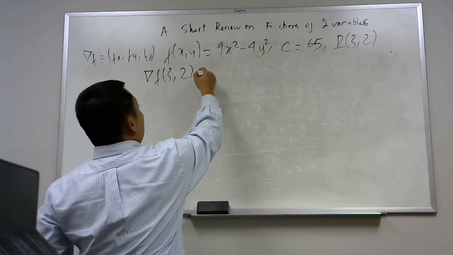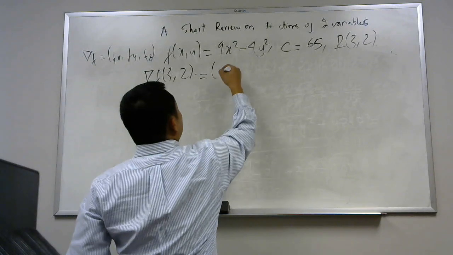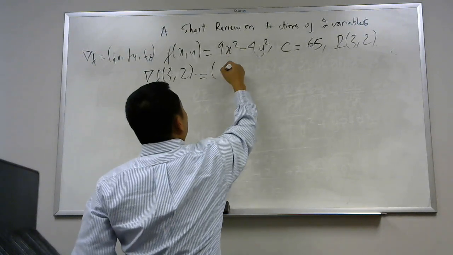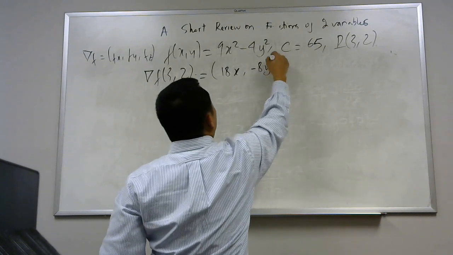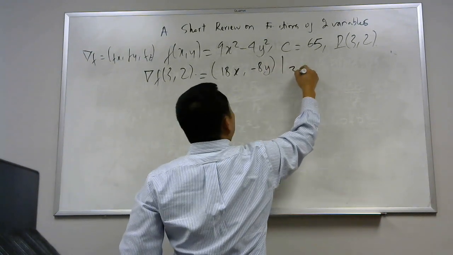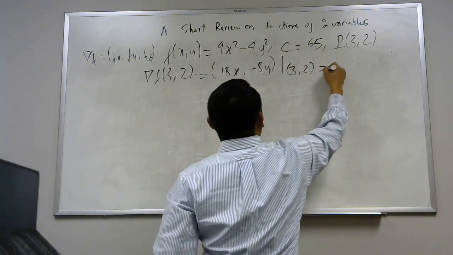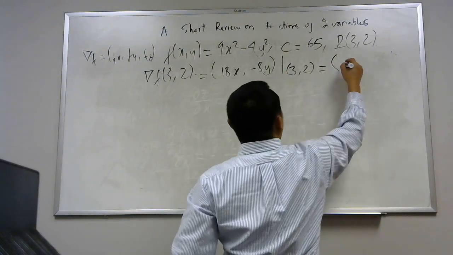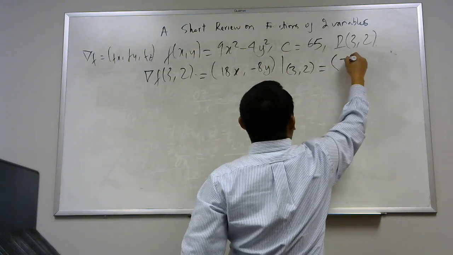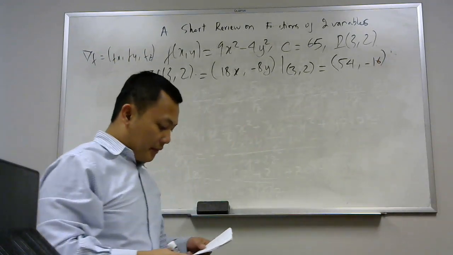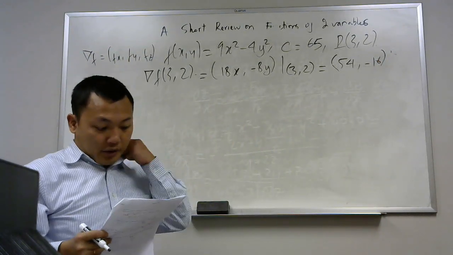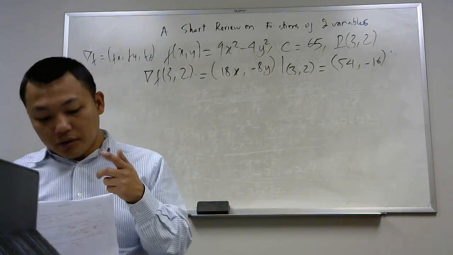So in order to find this, I just take the derivative. I get 18x, and here I have negative 8y, where (x, y) is (3, 2). So you plug 3 and 2 in here, you get 54 and then negative 16. That's it. Next question.